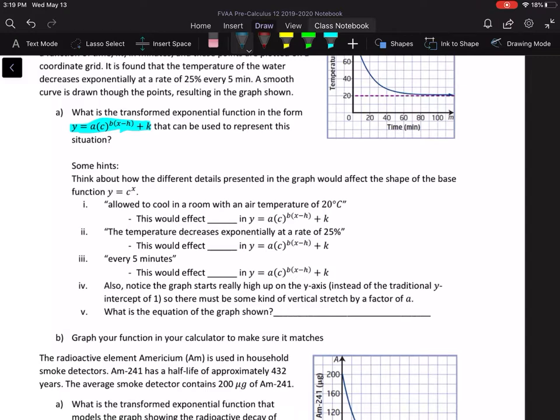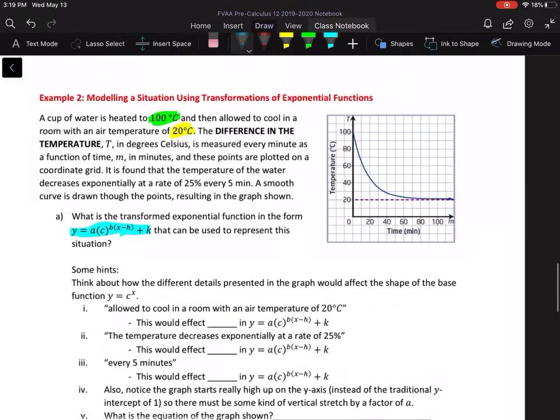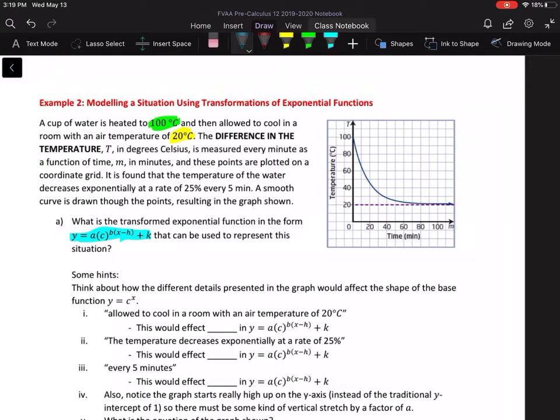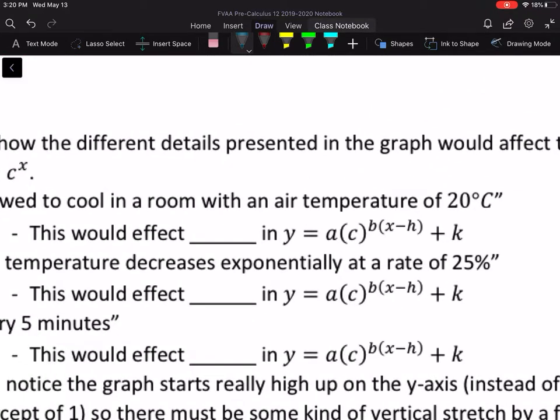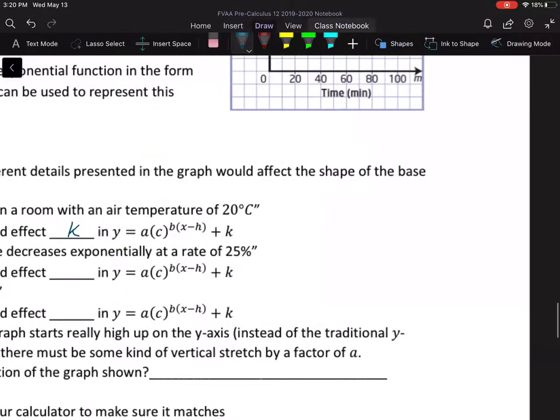So 1, allowed to cool in a room that has an air temperature of 20 degrees Celsius. Is the water going to drop to 0 degrees Celsius if it's cooling in a room of 20 degrees Celsius? The obvious answer is no. It's going to cool until it reaches room temperature. So this would affect my k value, specifically k is equal to 20, because that's my new asymptote that I'm going to put into my equation.